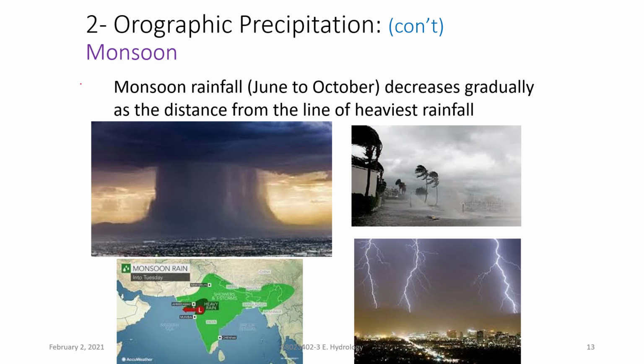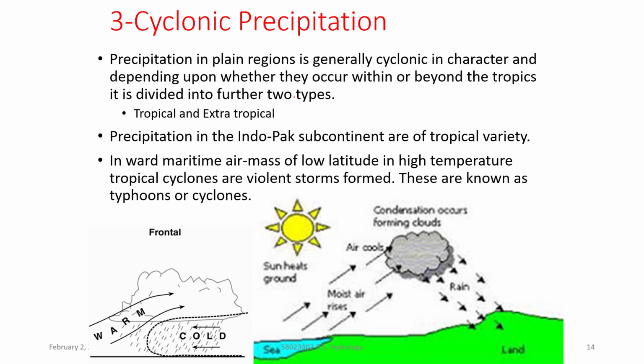And there is another name, monsoon rainfall, especially in these areas, the southern part of Asia or India. It decreases gradually as the distance from the line of heaviest rainfall increases, and this happens usually from June to October. And these precipitations come with typhoons, with strong winds.